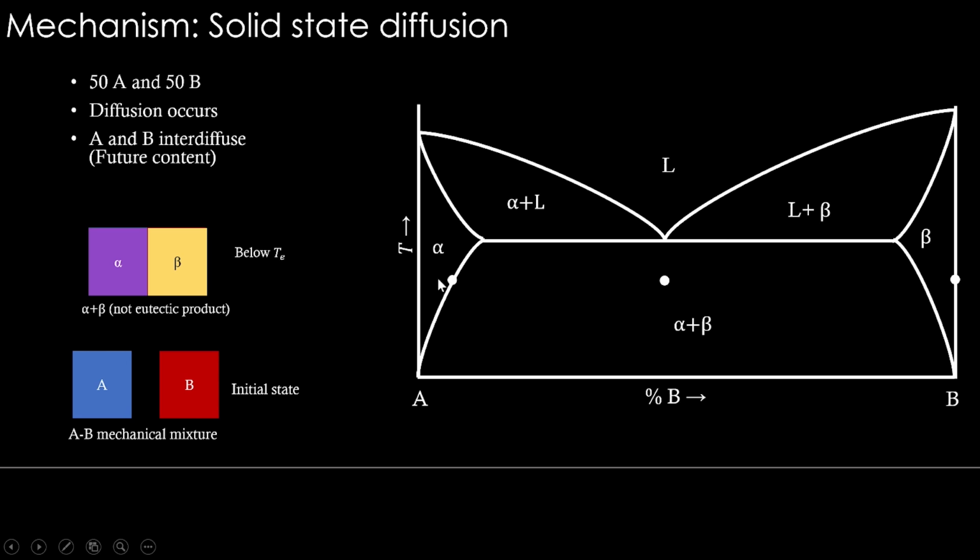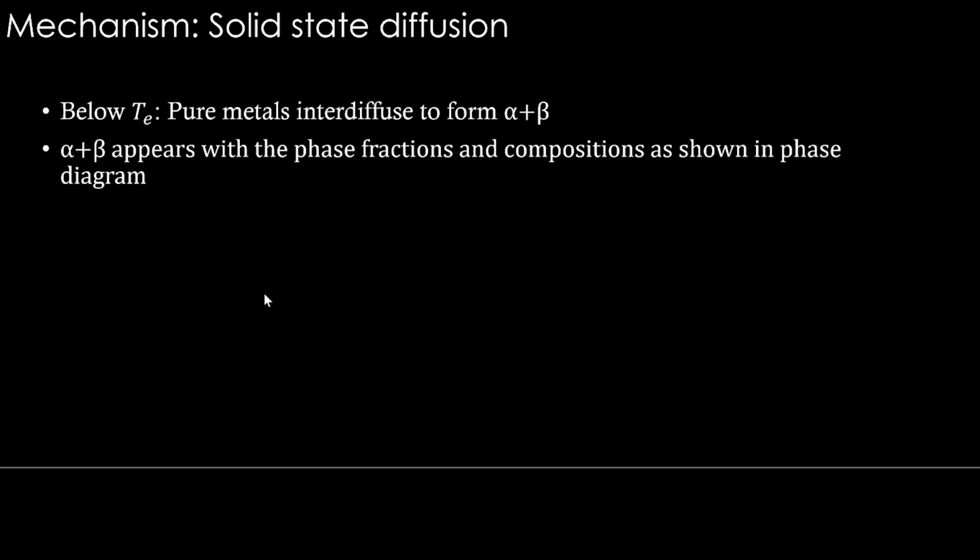In that way, the alpha composition moves here, and the beta composition is going to be here. So the B piece is going to accept this much amount of A, and the A piece is going to accept this much amount of B. That's how alpha and beta appear, so it is not through the eutectic reaction. So in this case, what happened? Pure metals interdiffuse to form alpha plus beta. And eventually the final sentence is the same between the previous case and this case: alpha plus beta appears with the phase fractions and compositions as shown in the phase diagram.